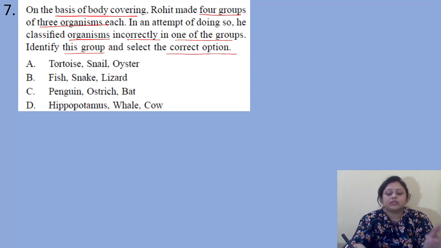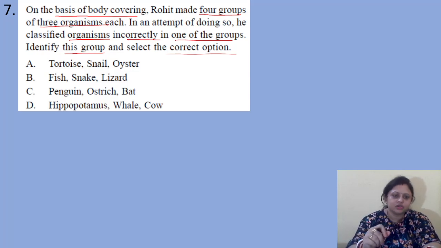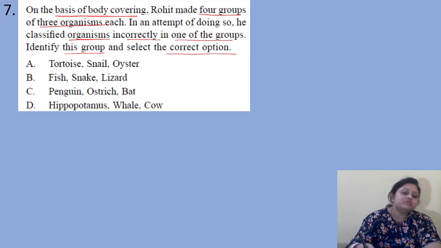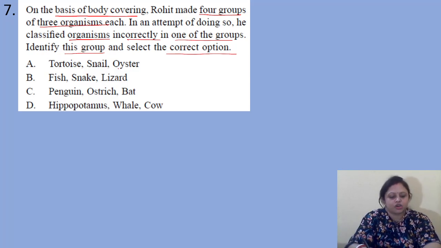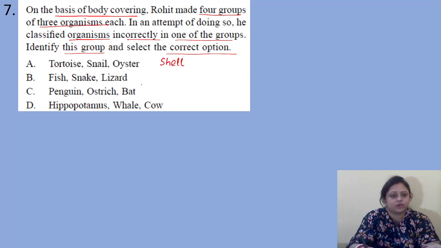Okay. So, on the basis of body covering, Rohit made 4 groups. But he has made a mistake. He placed one organism incorrectly in one of the groups. So, we have to identify that group. The first one is tortoise, snail and oyster. Here, the outer body covering is the same for everyone. Then the second option, fish, snake and lizard. Here the outer body covering is scale for all three.